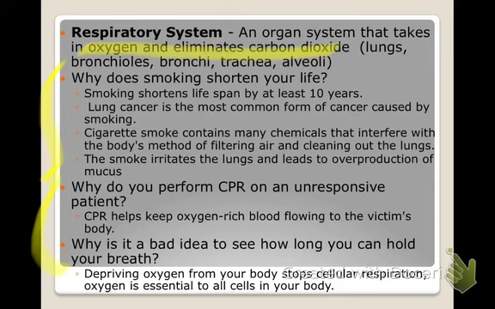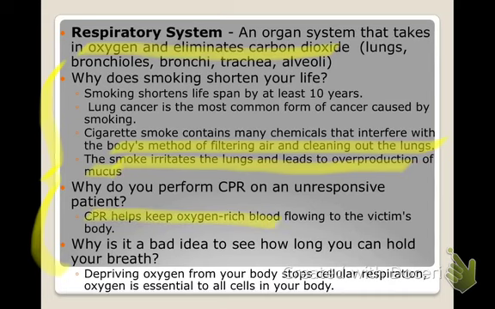Why does smoking shorten your life? Smoking shortens your lifespan by at least 10 years if you are continuing to smoke. Lung cancer is the most common form of cancer caused by smoking. Cigarette smoke contains many chemicals that interfere with the body's method of filtering air and cleaning out the lungs. And also, smoke irritates the lungs and leads to overproduction of mucus. That's why if you've ever heard somebody who does smoke, they cough a lot, they call that a smoker's cough, because smoking causes the overproduction of mucus, so they always are coughing to try to get rid of that extra mucus.